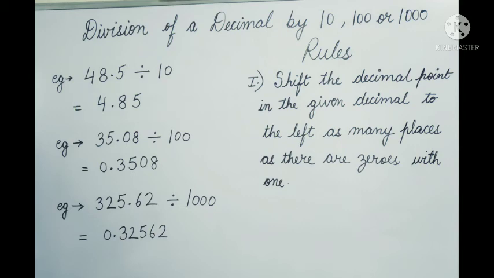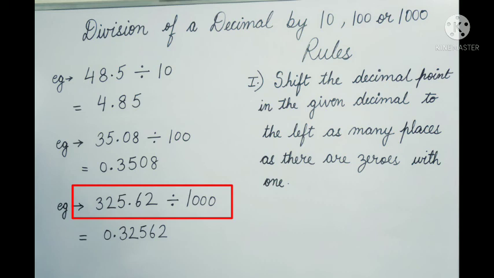In the next example, we have to divide 35.08 by 100. Now 100 has two zeros, so we will shift the decimal point two places left and so the answer becomes 0.3508.